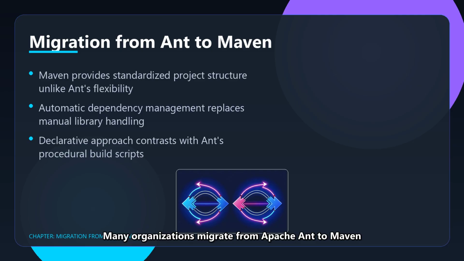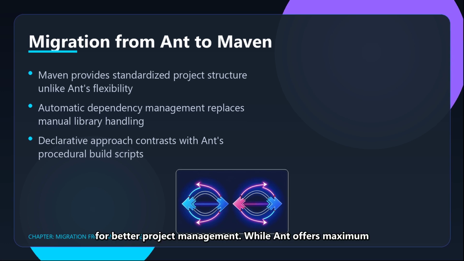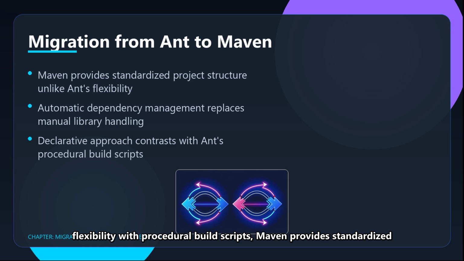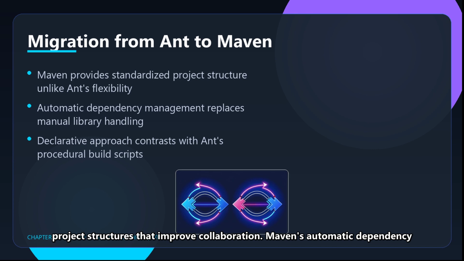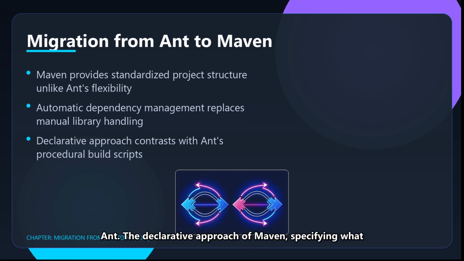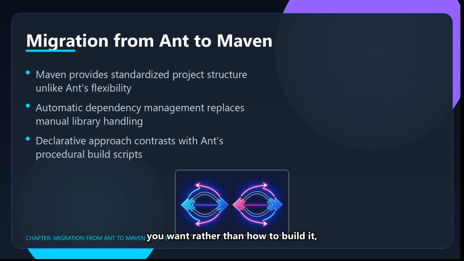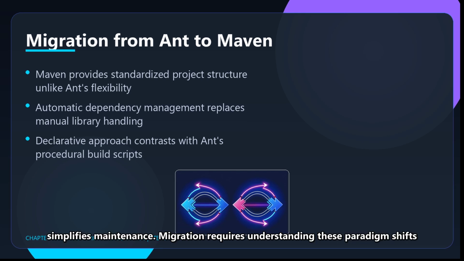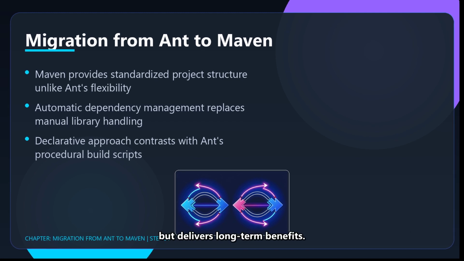Many organizations migrate from Apache Ant to Maven for better project management. While Ant offers maximum flexibility with procedural build scripts, Maven provides standardized project structures that improve collaboration. Maven's automatic dependency management replaces the manual library handling required in Ant. The declarative approach of Maven, specifying what you want rather than how to build it, simplifies maintenance. Migration requires understanding these paradigm shifts but delivers long-term benefits.